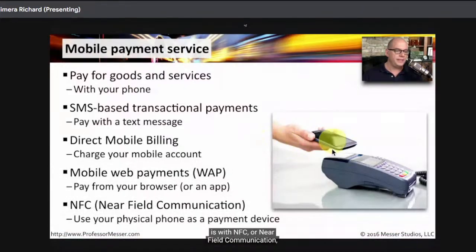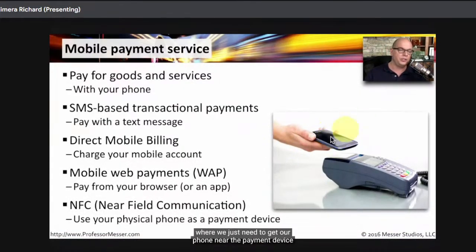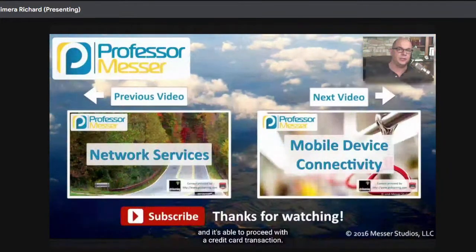is with NFC, or near field communication, where we just need to get our phone near the payment device and it's able to proceed with the credit card transaction.